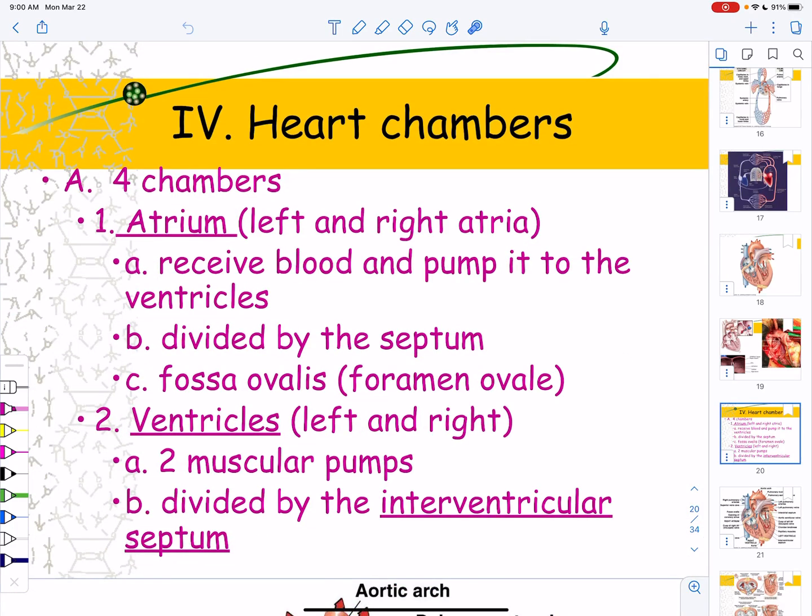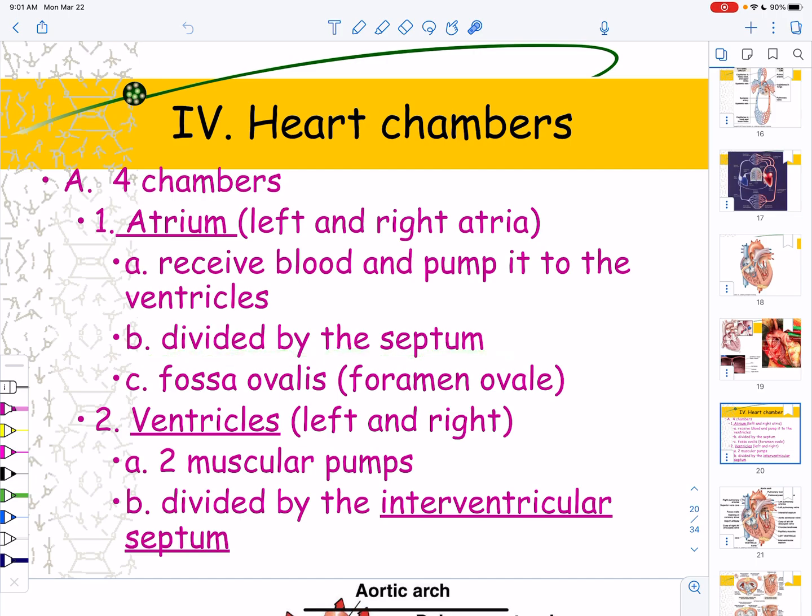I will go ahead and tell you that you may want to write this down at this point. So pause the video and make sure that you have this written down, because we have a left and a right atria. The atria is where the blood comes into the heart. The blood then is moved to the ventricles. I talked about the fact that it's divided by a septum.